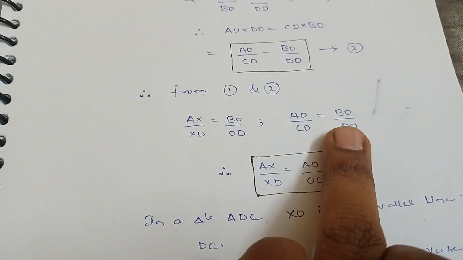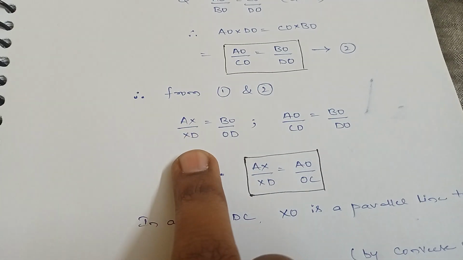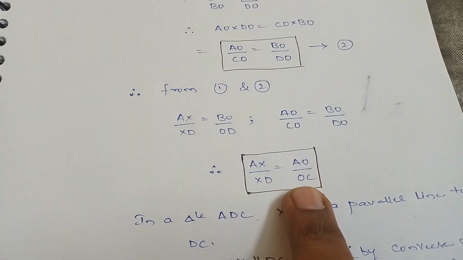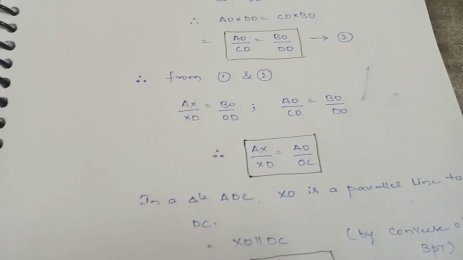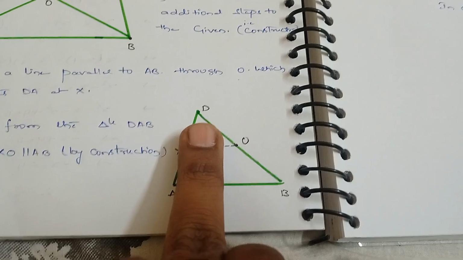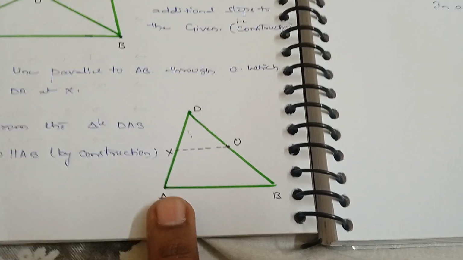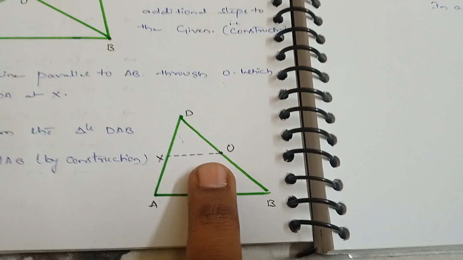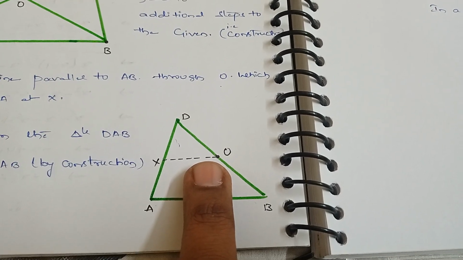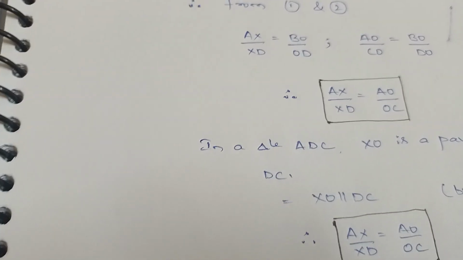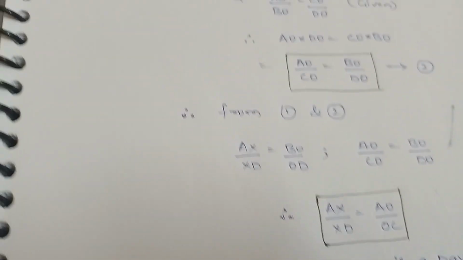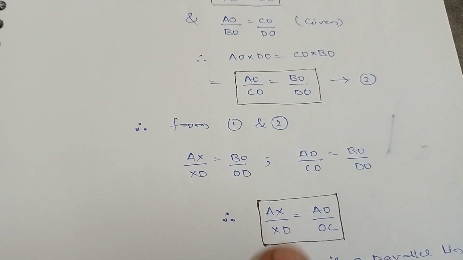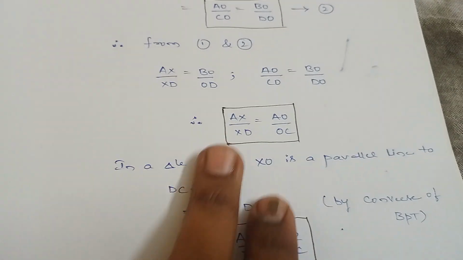Now these two are common, so we can eliminate them. So we get AX by XD equals AO by OC. Now keep that aside.